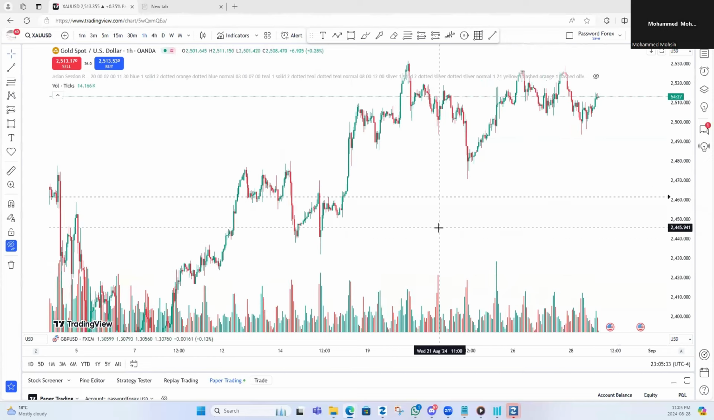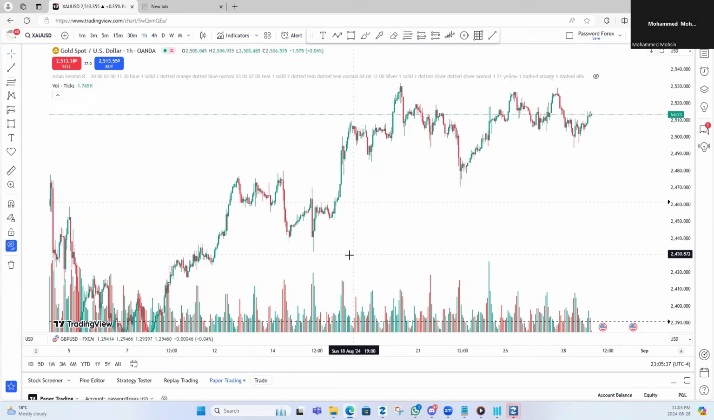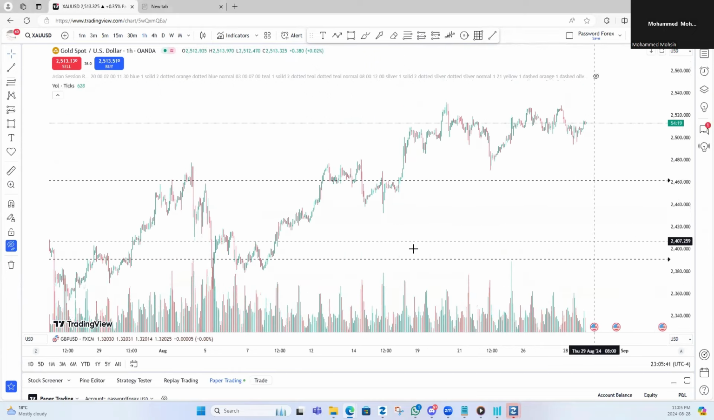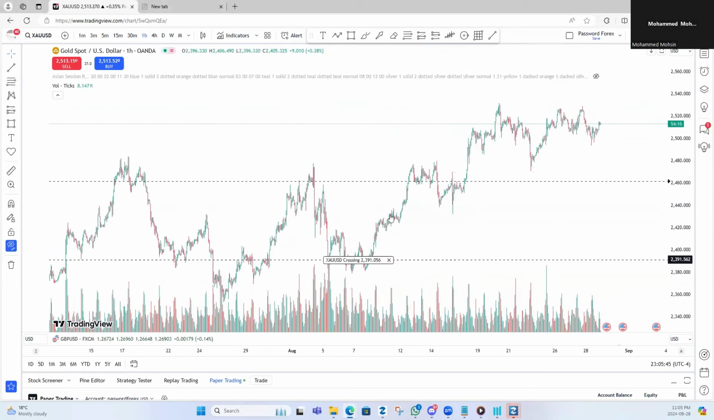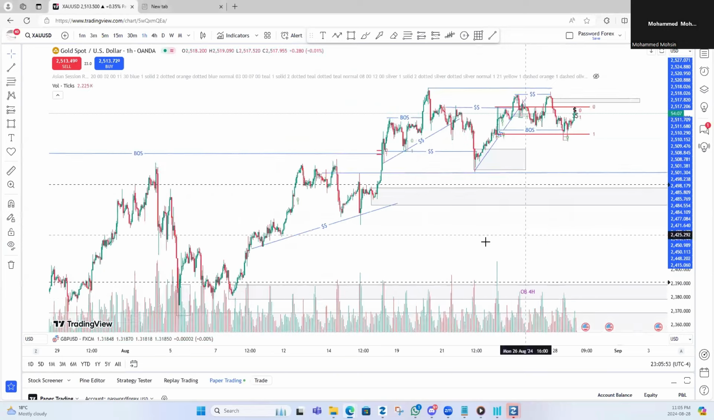All right, folks. So this is a chart of gold. Normally, I trade gold most of the time. So as you can see, gold has been bullish. It's a 1 hour chart. So gold has been making higher high, higher low, higher high, higher low, higher high, higher low. Okay, so let me turn on here the areas that I've marked.